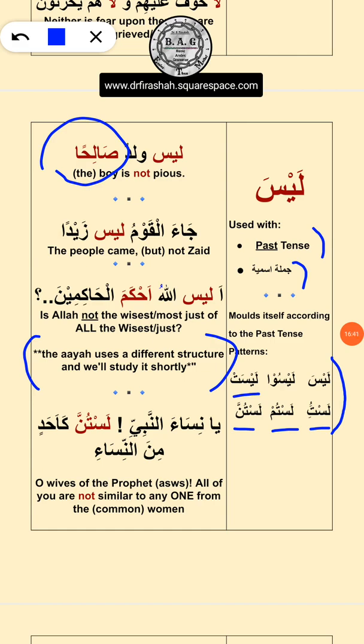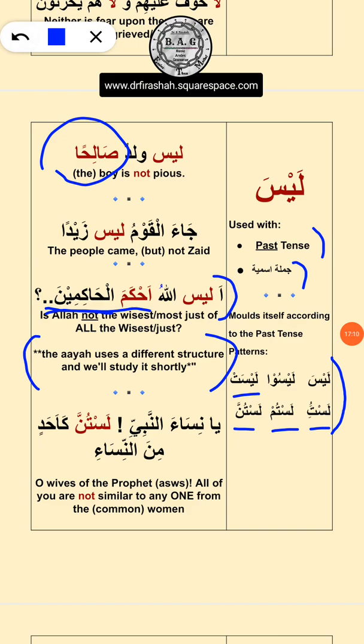Here, this is a very simple and regular sentence. Is Allah not the wisest or the most just of all the wisest or just people? Now this is your muzaf fragment. Ahkama is a pattern to show the best, and then you've got your form of hakimin over here. So best of best, that's what you can remember. We'll be studying all these patterns too in this section, inshallah.